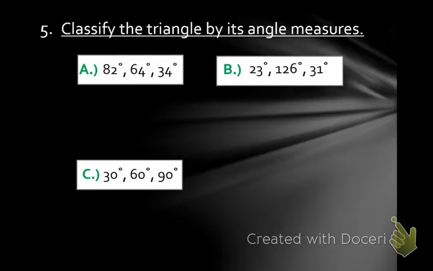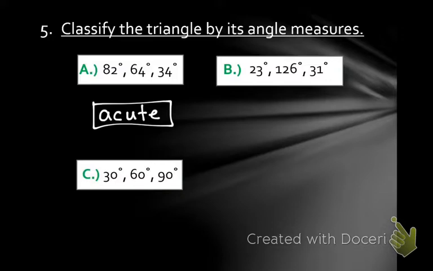Acute. Why is it acute? Because nothing is bigger than 90. Because every single one of them is less than 90 degrees. 82 is smaller than 90, 64 is smaller than 90, and 34 is smaller than 90. Once again, you don't have to add them up. It's just looking at the individual angles, okay?